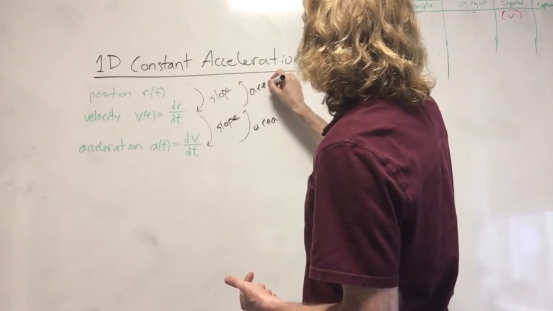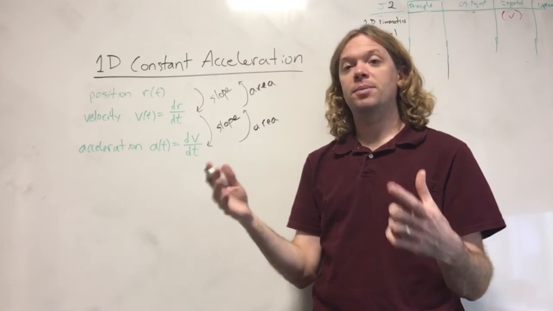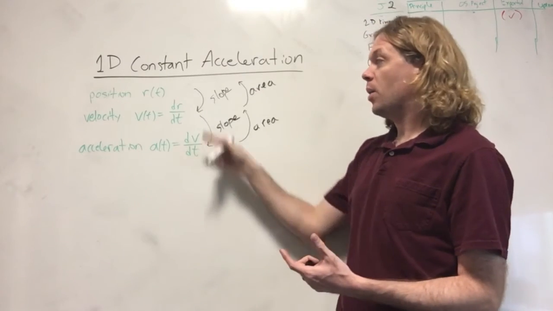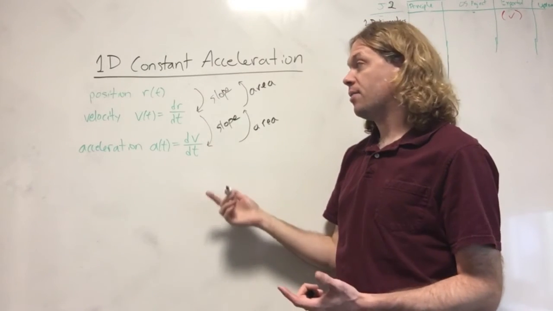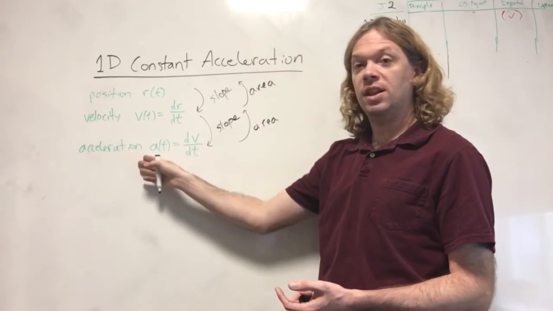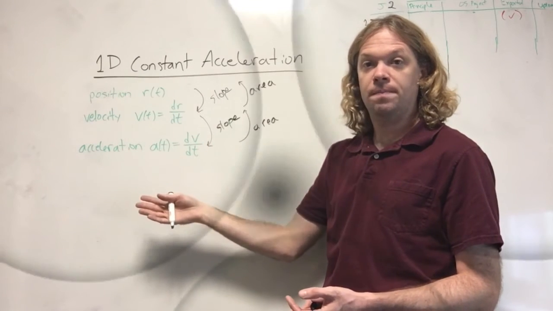Now I'm just going to show you a couple examples of how you would go about, if you had a graph of an object's motion, how you would do this process to determine one of the other quantities if you had a graph of one of them. So if you had a graph of the velocity, how could you find the position and acceleration? Or if you had a graph of the position, how could you find the velocity and acceleration?